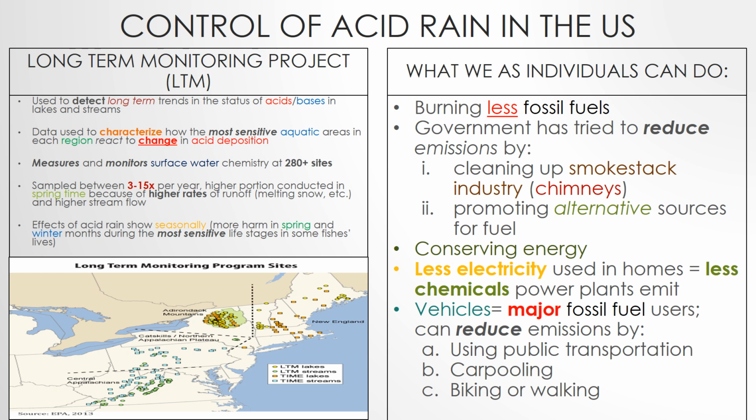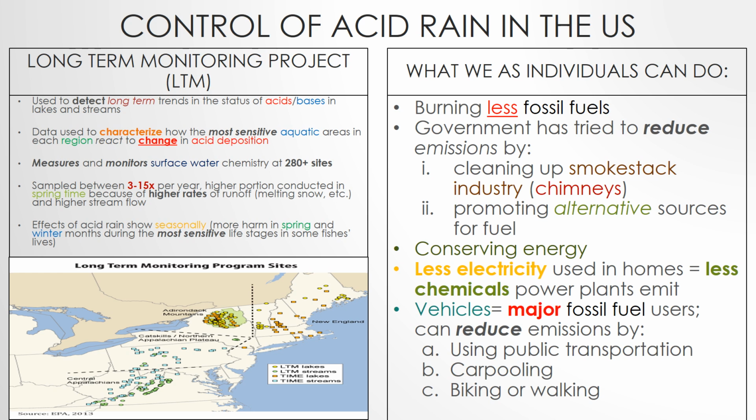This program measures and monitors surface water chemistry at over 280 sites. It's sampled between 3 to 15 times a year, with a higher proportion of it conducted in the springtime because of the higher rates of runoff due to the season change, melting snow, etc., and higher stream flow. The effects of acid rain show seasonally, with more harm in the spring and winter months during the most sensitive stages in some fish's lives.